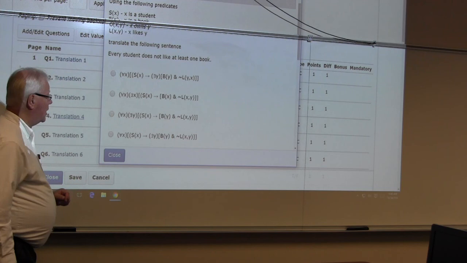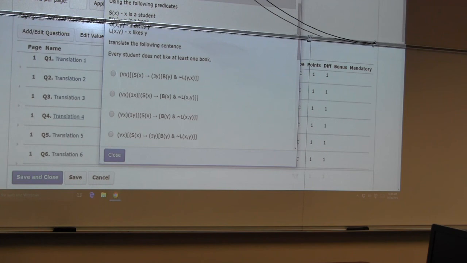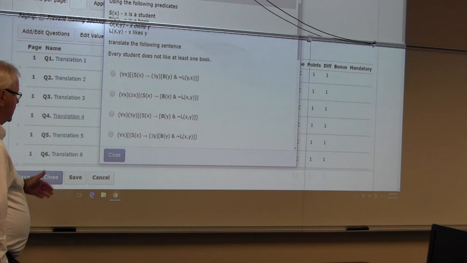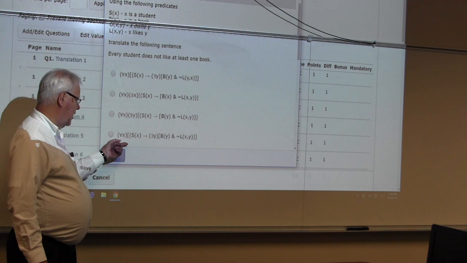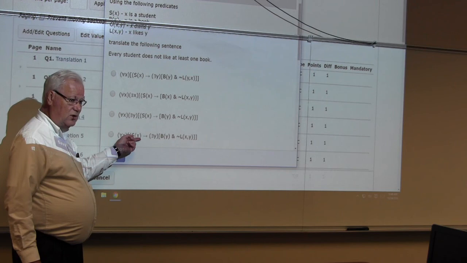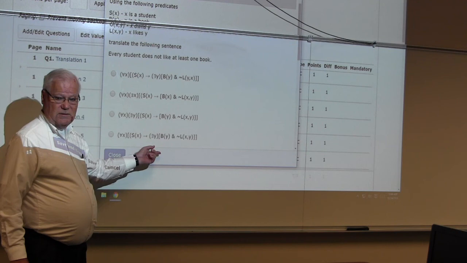Now, what's the difference between this one and this one? The third one says that all students don't like the same book. Exactly. That is the difference. When you put the there exists up here, you're saying that this Y is the Y we're going to talk about for all students. Down here, this student now exists. For each student that we have, there can be a different book. It's a subtle difference, but that's the difference between this one and this one.